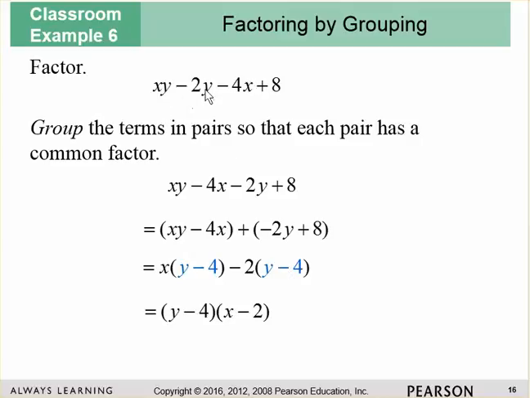And I guess my way of thinking about this is I probably would have kept the groups the way they are here, and I would have factored out the y, and I would have factored out the negative 4, and I would have had left over the x minus 2. So I can see two different ways to solve this, and as long as you get one of them, you will get the right answer. You'll get the same answer for both.